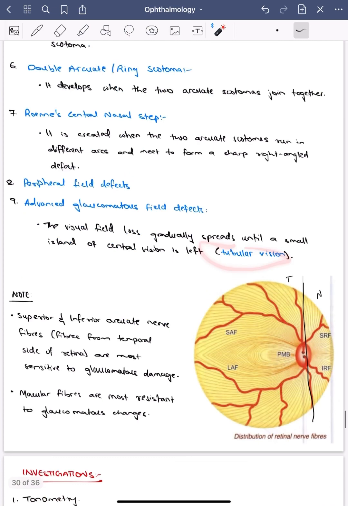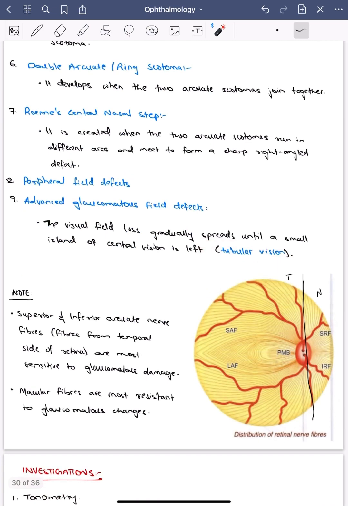Now a point to note is in the retina, the retinal fibers from the nasal side come to the optic disc as superior and inferior radiating fibers, whereas that from the temporal side come as the superior and inferior arcuate fibers. Then near the macula we have the papillomacular bundle. Now the point to note is that the superior and inferior arcuate nerve fibers are the most sensitive to glaucomatous changes.